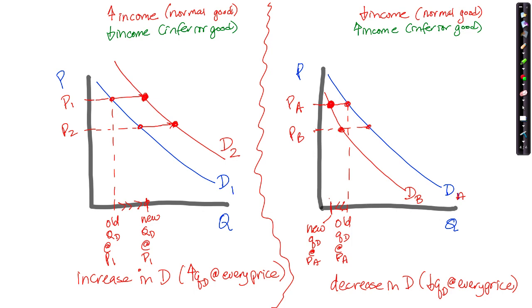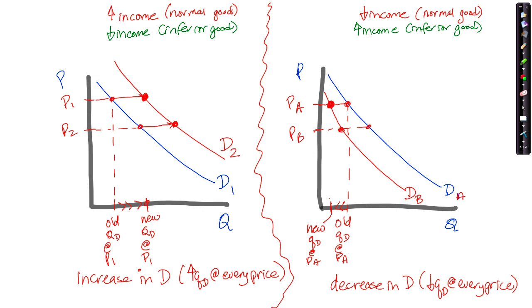And the picture on the right works for income going down if it's a normal good and income going up if it's an inferior good. So you have to know, on average for the economy as a whole, do people flock to this good or away from this good when income goes up? Okay, so that was the first one, income of buyers.